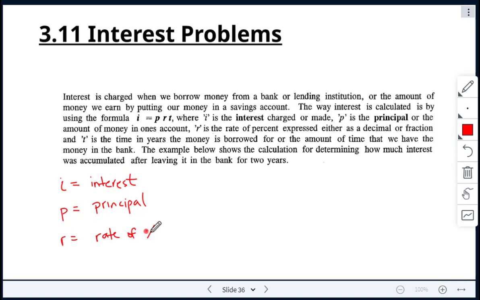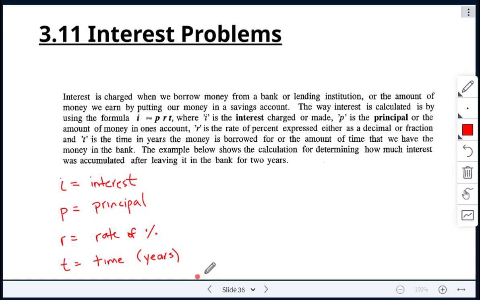When you put it in the equation, you're going to put it in as a decimal or fraction. And then T is the time, and it's in years. Make sure it is in years when you're putting it into the formula. So it's the time in years the money is borrowed for, or it's the amount of time that we have the money in the bank.